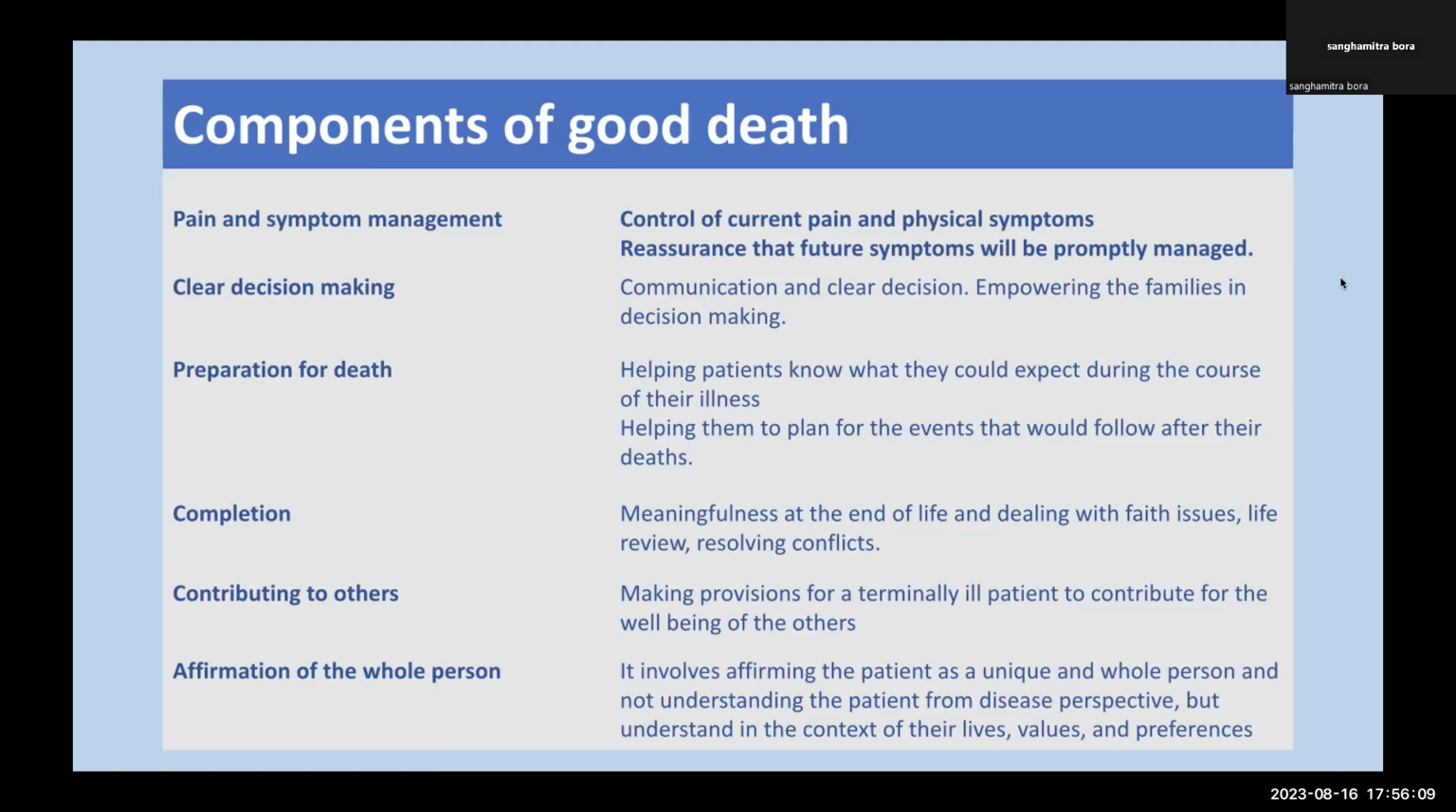Many people would say, I don't believe in God at all. But still, I have a connect with a superior source, and that makes me spiritual. So these are also some faith issues. The reviewing of life, resolving conflicts with the near and dear ones or friends or family.